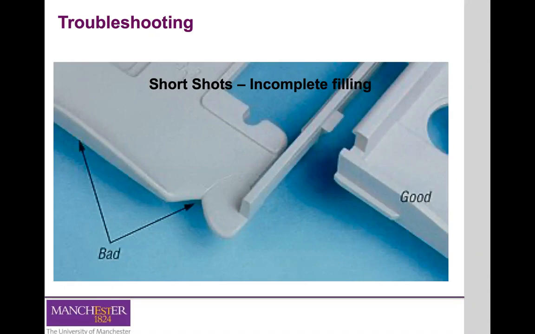This can happen if the temperature is not adequate. The temperature, for example, in the injection cylinder, if the temperature is too low, this means that the material will probably freeze in the runners or in the nozzle or in the injection cylinder. And therefore, you will not have enough material traveling into the mold and filling in the cavity.